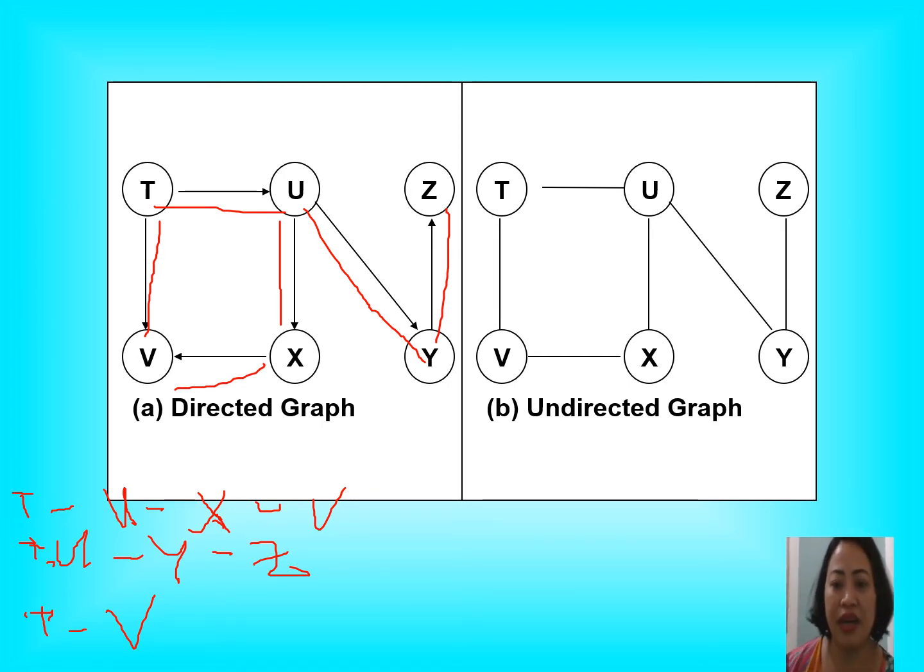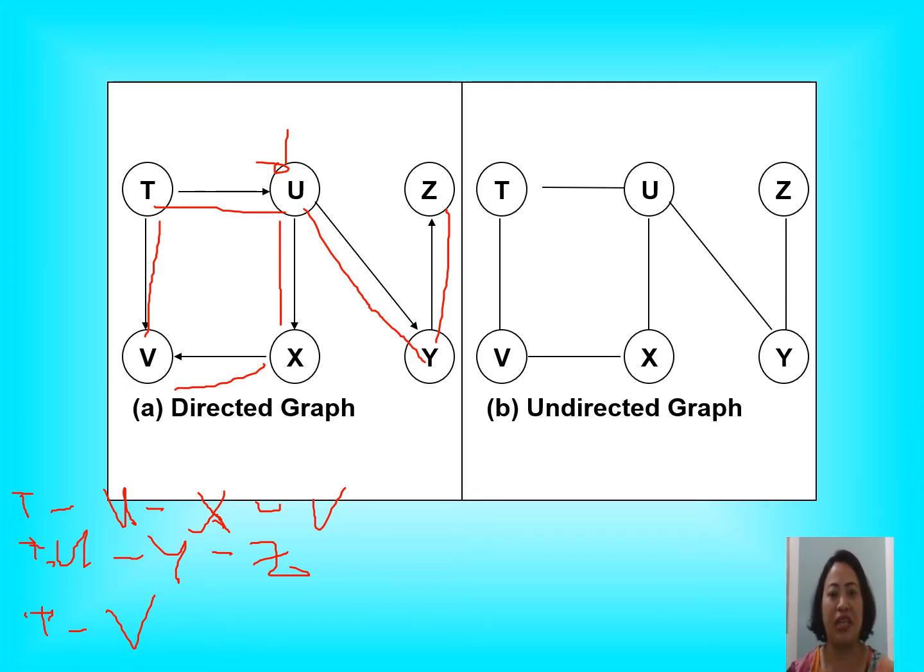Ma'am, can we start at vertex U? Yes, you can. You could have started from vertex U. So from U to X to V, or from U to Y to Z. That depends on where the starting vertex is. Now for the undirected graph, undirected means there are no arrowheads. That means it could go to and from.